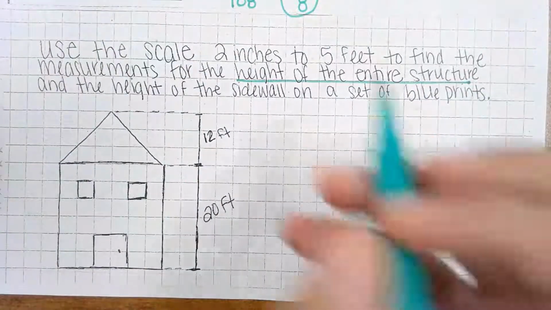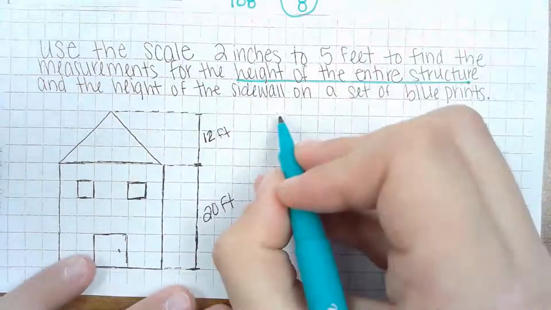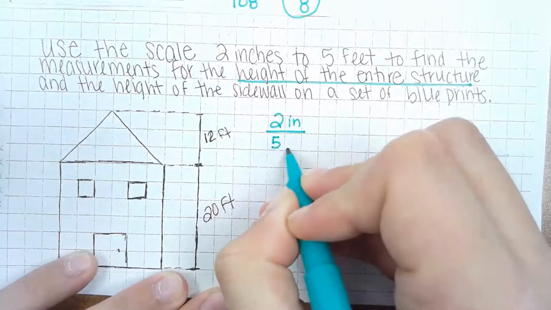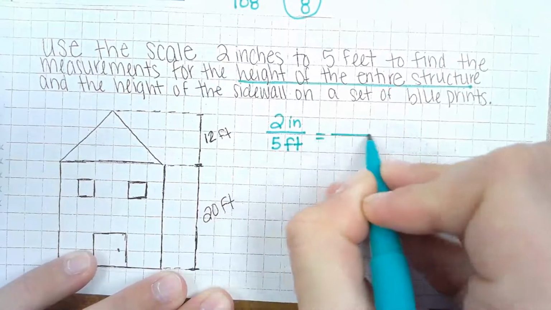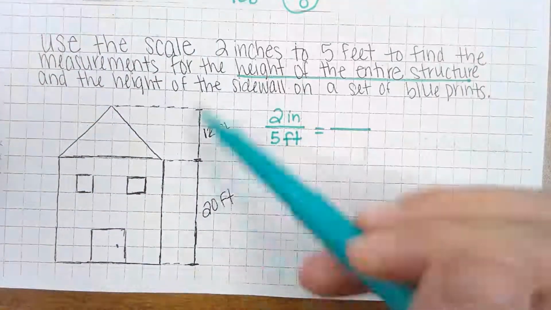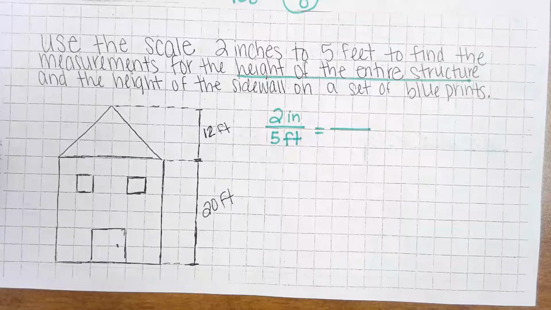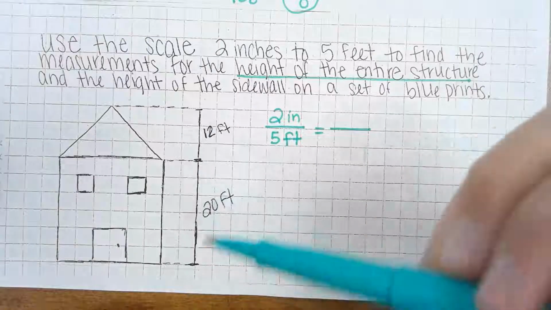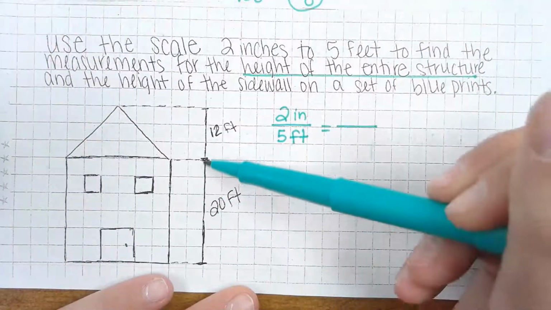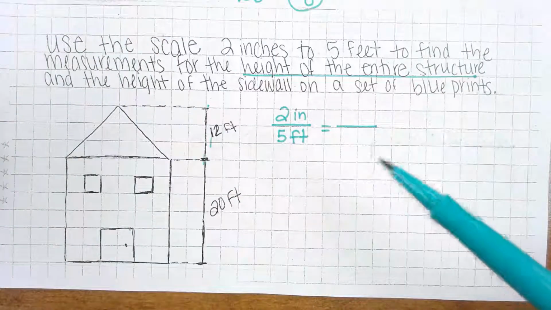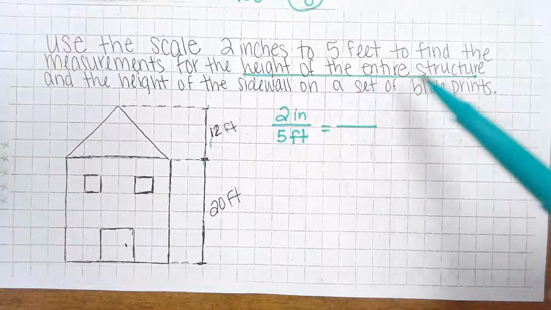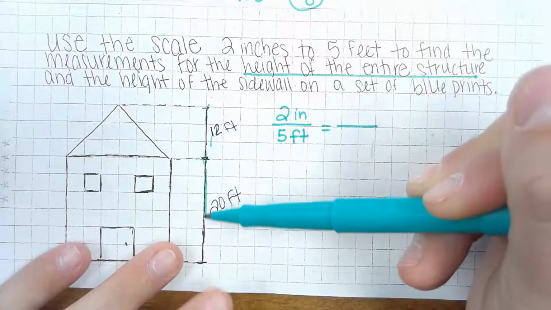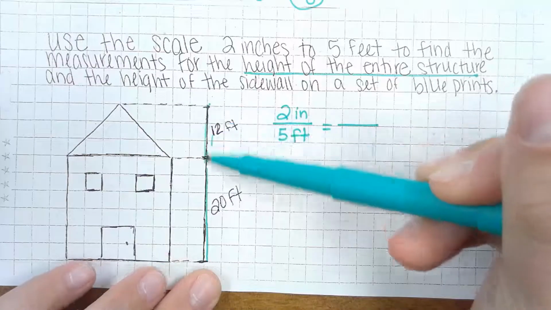Okay. So again, when you're given your scale, remember you are always starting with that scale as a fraction, so 2 inches over 5 feet. And you're going to set it equal to whatever you are trying to find here. So notice that the actual height of this house is 20 feet for the wall and 12 feet for the roof. So if they want us to find the height of the entire structure on the blueprints, we need to add both of these measurements together because they want the whole thing.